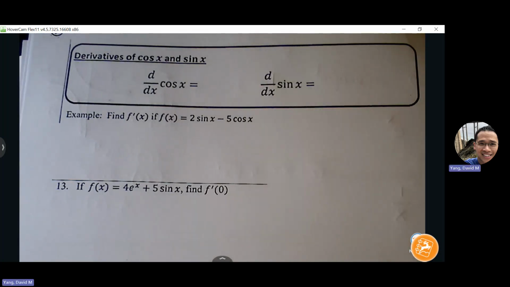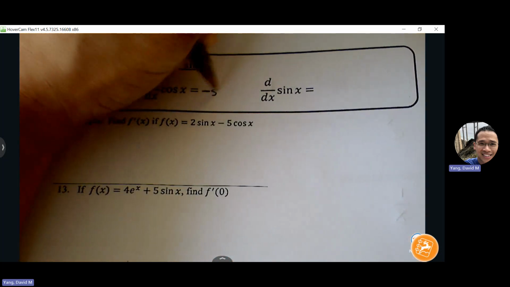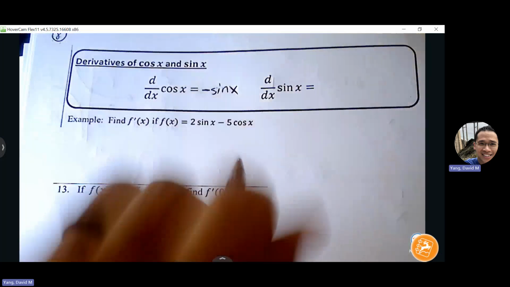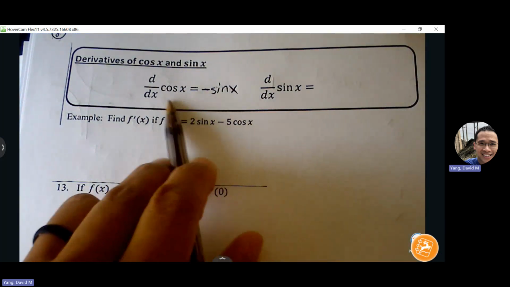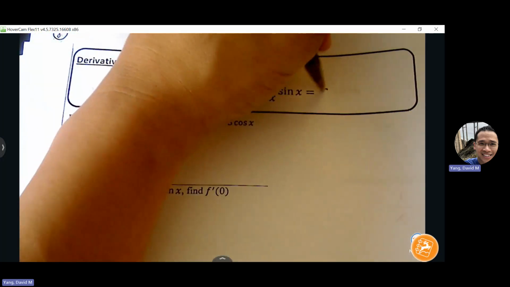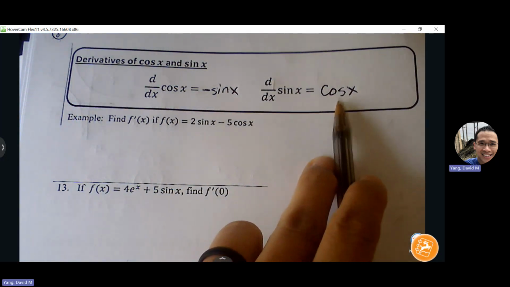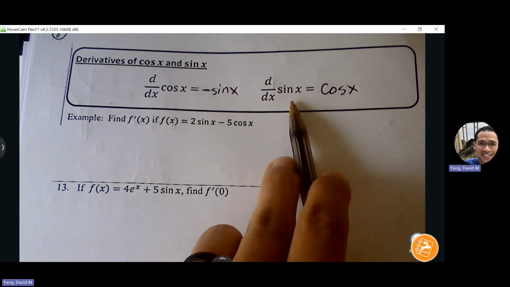Okay, so derivatives of cosine and sine. The nice thing is that cosine and sine kind of describe each other's slope behavior. So that's a nice feature. With some exception here, cosine's derivative is going to be negative sine of x. So it's the negative sine graph that describes the slope behavior of cosine. But sine's derivative is cosine of x. So cosine is going to do the job of describing the slope behavior of the sine curve.